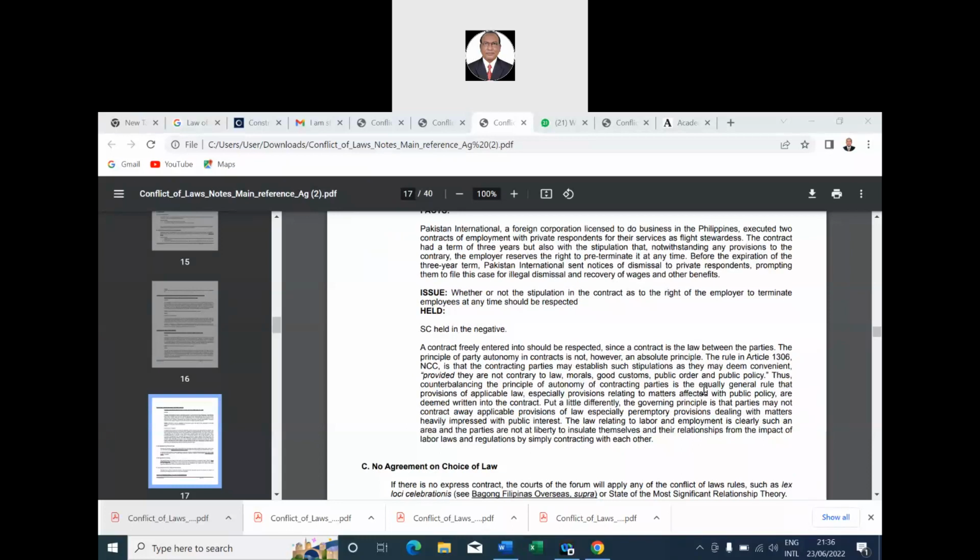Yes. So here they said a contract freely entered into should be respected. But that contract is not freely entered into, because there is no defense given to both sides. At any time, an employer can terminate without any reason, without giving a notice. So, a contract freely entered into should be respected.